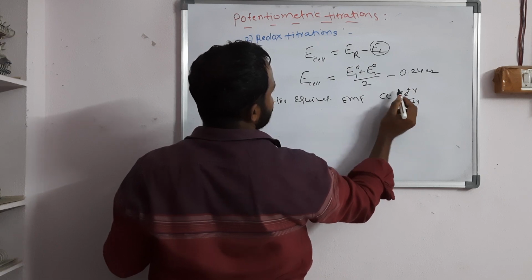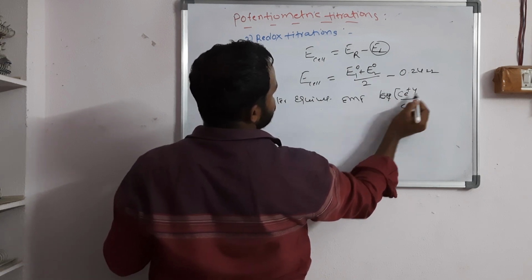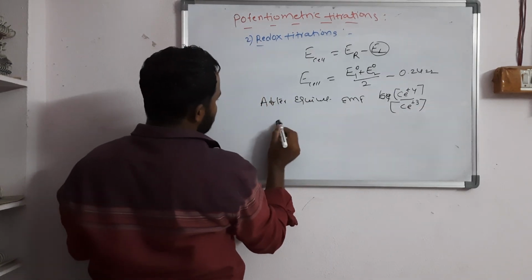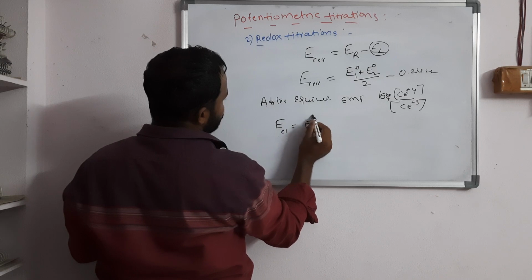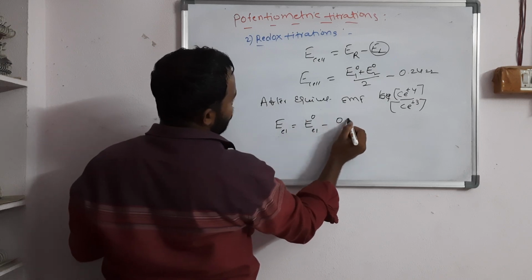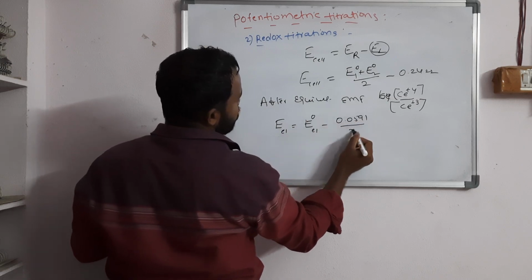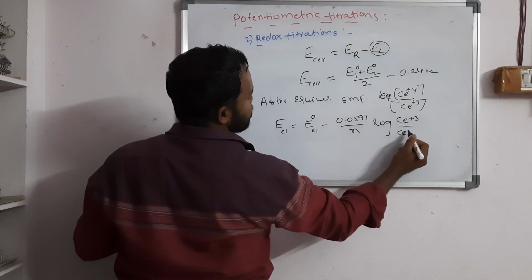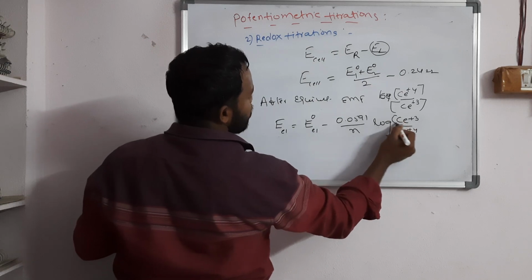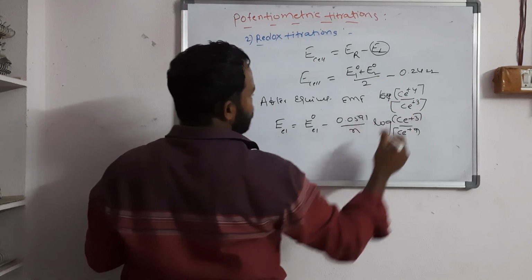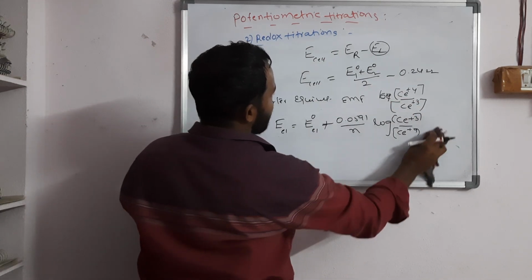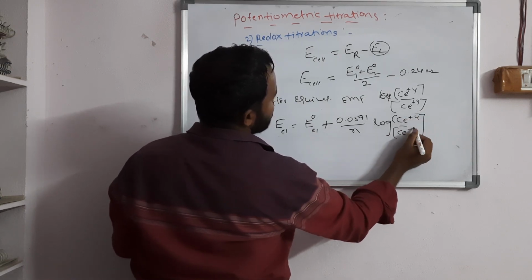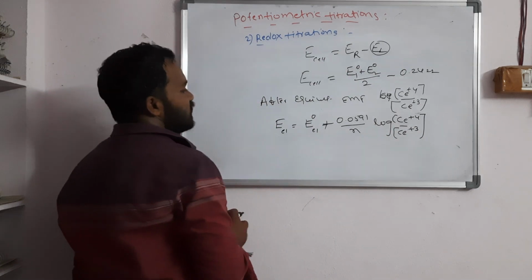The ratio is controlled by cerium plus 4 concentration by cerium plus 3. So already we know the second equation. What is that? E electrode is equal to E0 electrode minus 0.0591 by n into log of concentration of cerium plus 3 by cerium plus 4. If I wanted to change, so both reverse, I will get plus here. So that I can write as cerium plus 4 by cerium plus 3 here.